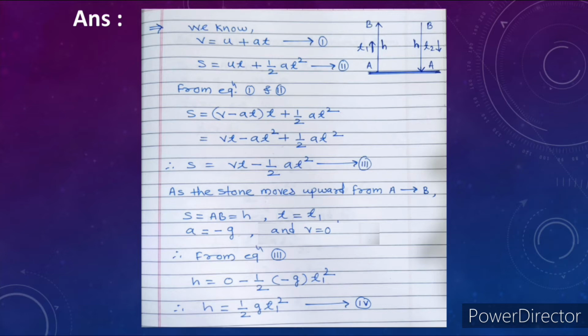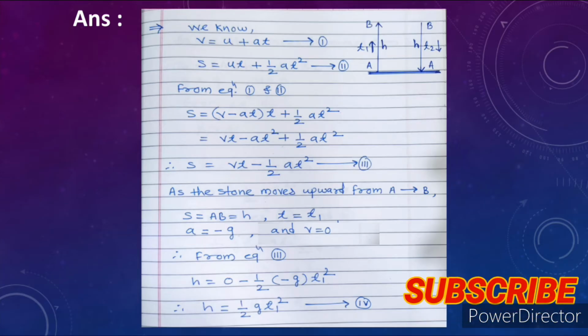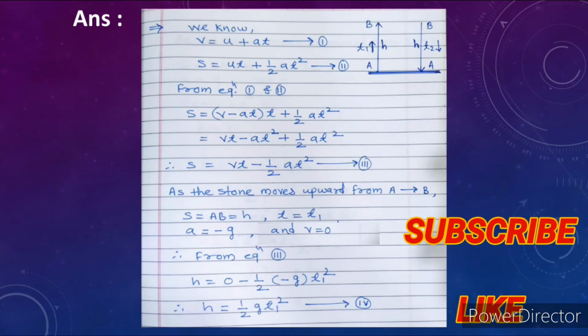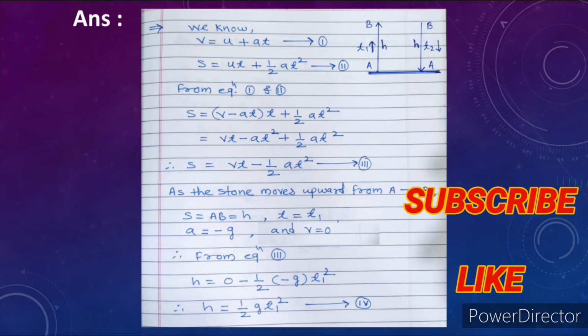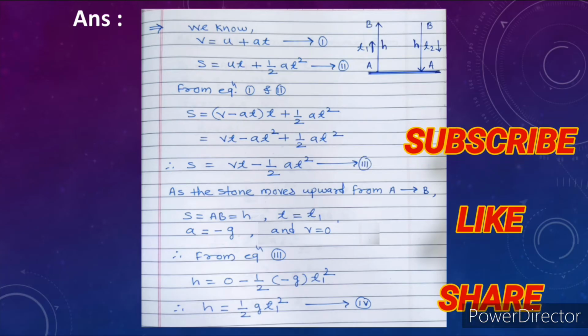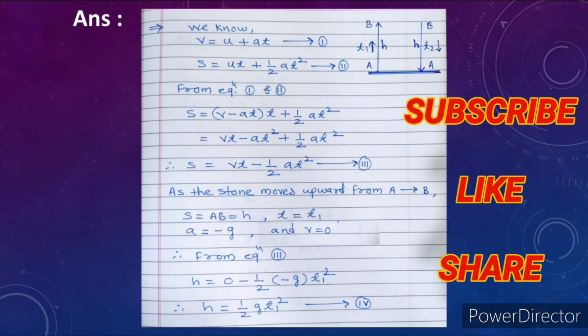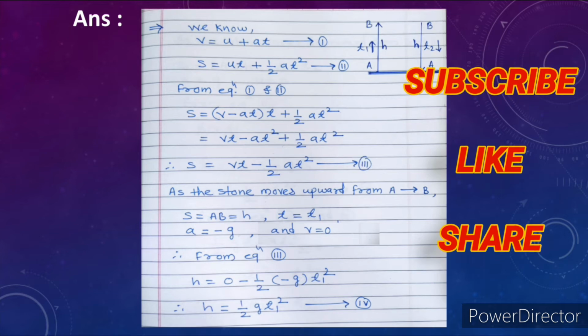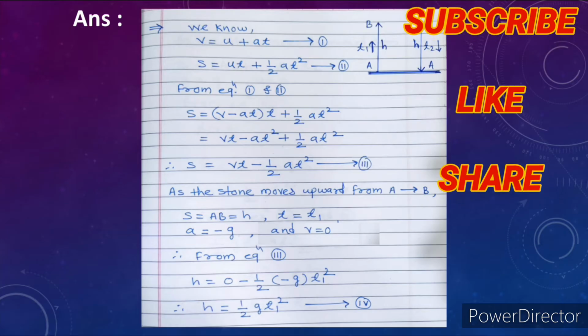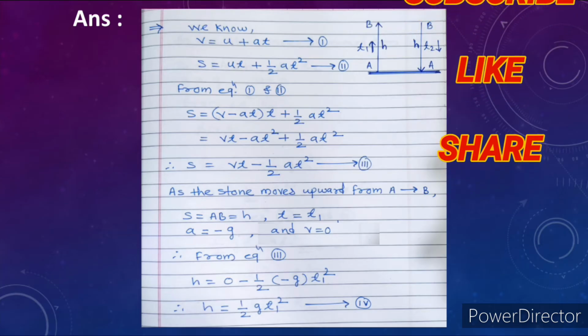Answer. We know v = u + at, equation 1, and s = ut + 1/2 at², equation 2. From equations 1 and 2, we get s = (v - at)t + 1/2 at², that is s = vt - at² + 1/2 at², and therefore s = vt - 1/2 at², equation 3.